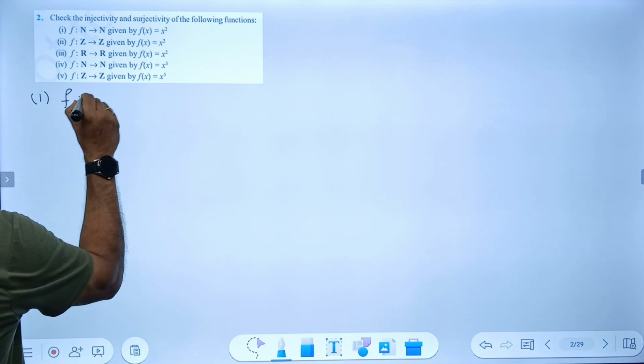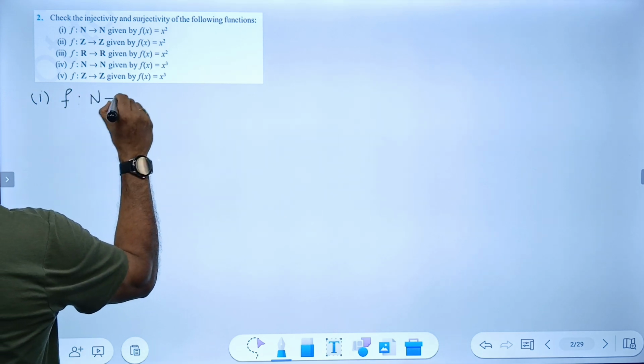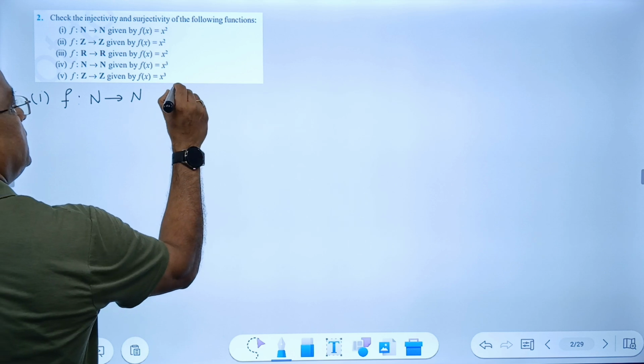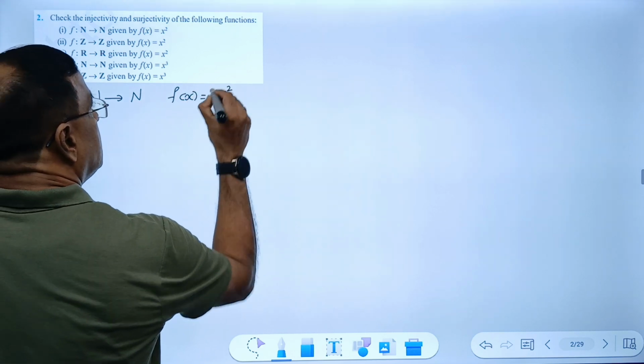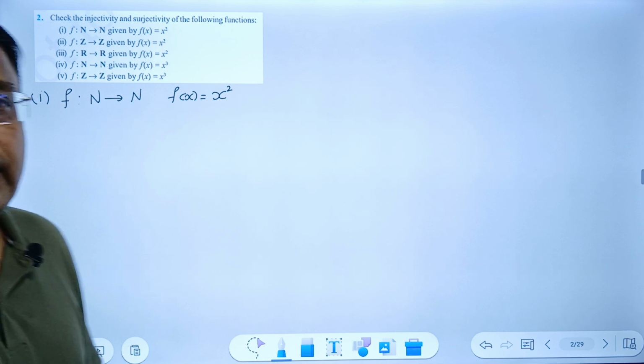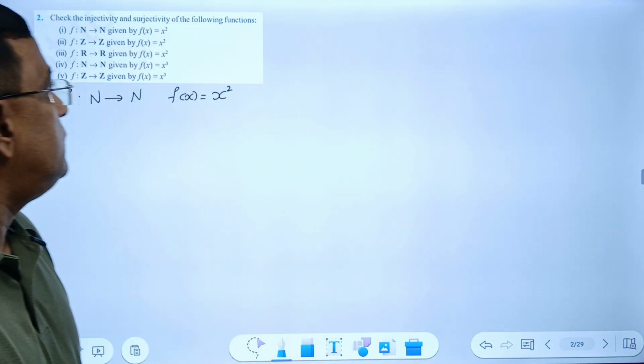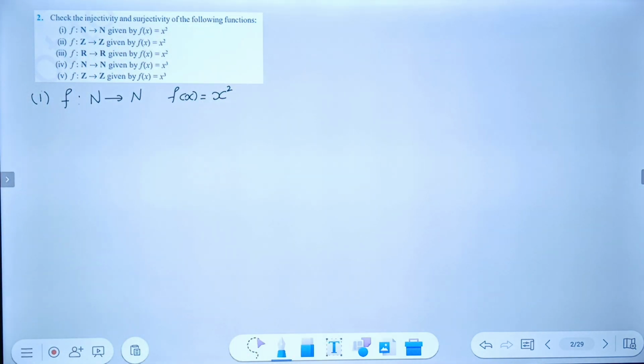f is a function from natural numbers to natural numbers, and it is defined as f of x is equal to x square. F of x is equal to x square. Now I want to know whether this is one-to-one and onto. We have to check whether this is one-to-one and onto.